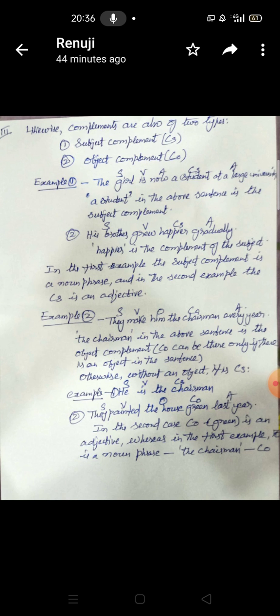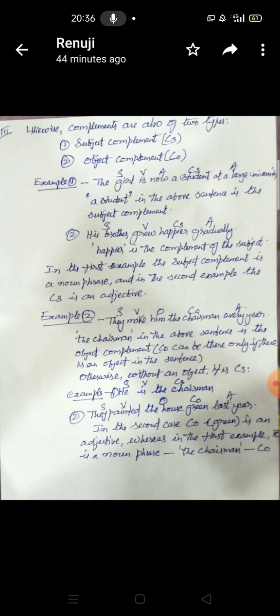Now, another example is they painted the house green last year. Again, I have given this example because in the second case, the complement of the object is an adjective. In the first case, we had the complement of the object as a noun. So we can have a noun or an adjective in place of the complement of an object.